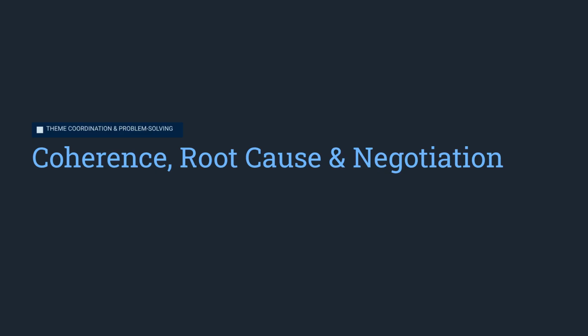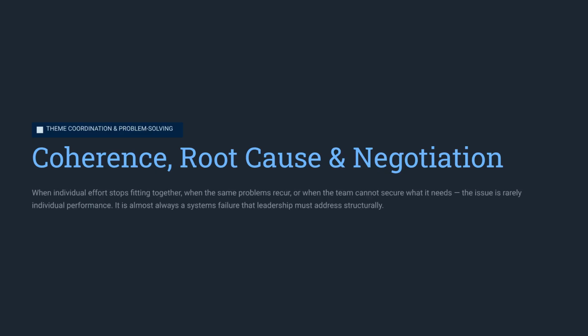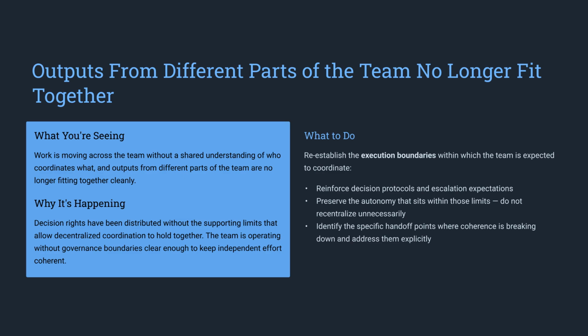Next, we explore coordination and problem solving. When individual efforts or outputs fail to align, it is rarely an issue of individual performance. It is a systems failure that you must address through structural change. When outputs no longer fit together, your team lacks sufficient execution boundaries. Re-establish those limits, reinforce protocols, and identify specific handoff points where coherence is breaking down to address the root cause.